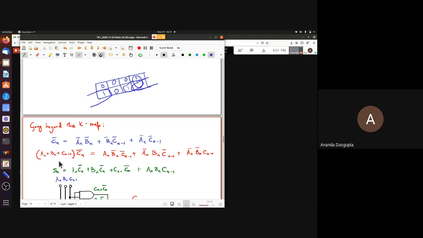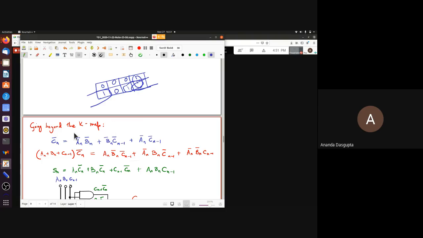an Cn bar, or bn Cn bar, or Cn minus 1 Cn bar. Since an, bn, and Cn minus 1 each have 3 terms, it looks like you're going to get 3 terms for each one of them. That means you're going to end up with 9 terms here, right? Because Cn bar has 3 terms. However, you only get 3.